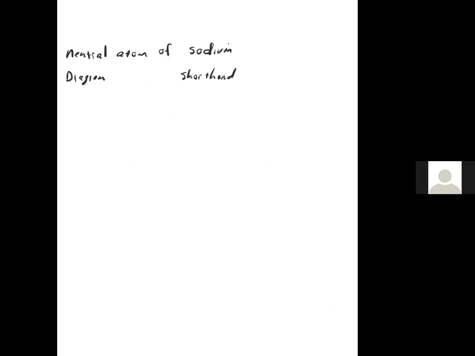Okay. So for this one, we're going to do a neutral atom of sodium. And let's do the diagram first, and then let's do the shorthand notation. Okay, we'll do both. So sodium is element number 11. So 11 protons. It says it's a neutral atom, so it's got 11 electrons.